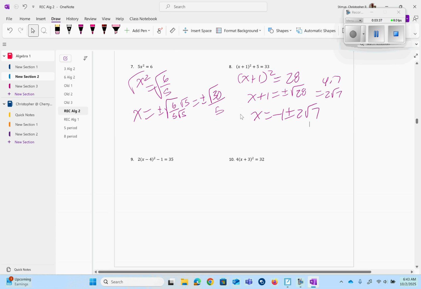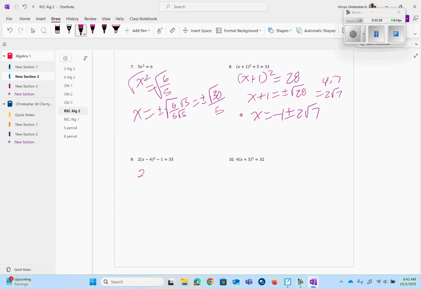Number 9, we're going to add 1 to both sides first. Divide each side by 2. Take the square root of both sides. Don't forget the plus minus. Root 18 breaks down to 9 and 2. So I'm going to get x minus 4 equals plus or minus 3 root 2. Add 4 to both sides.